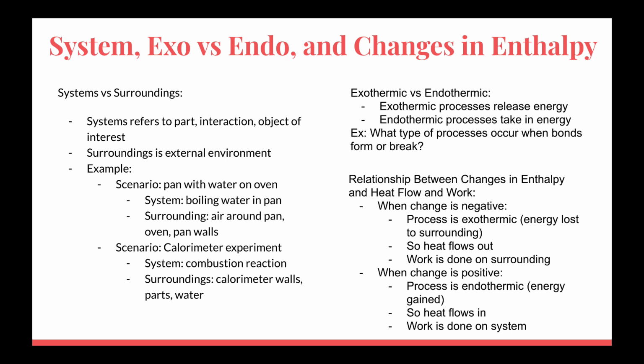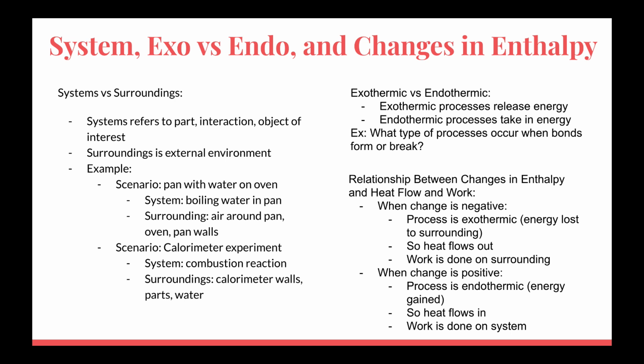In an open system, energy and matter can be exchanged between the system and the surroundings openly. In a closed system, only energy can be exchanged between the system and the surroundings. And then in an isolated system, neither matter nor energy can be exchanged between the system and the surroundings. Let's go ahead and look at some examples and distinguish between systems and surroundings.